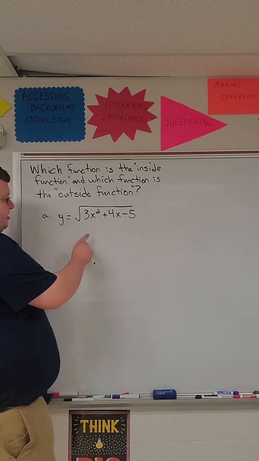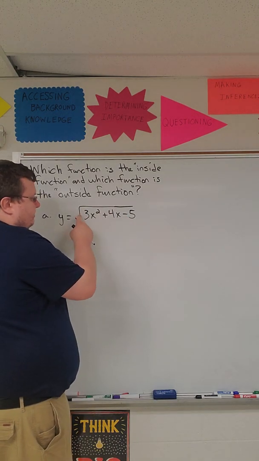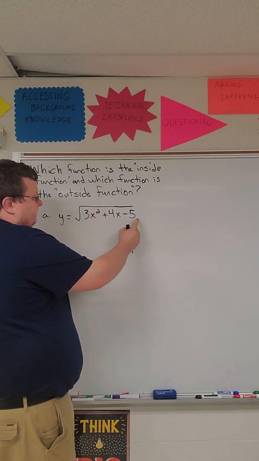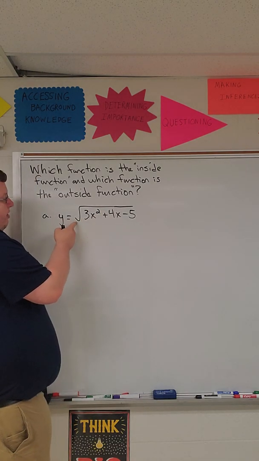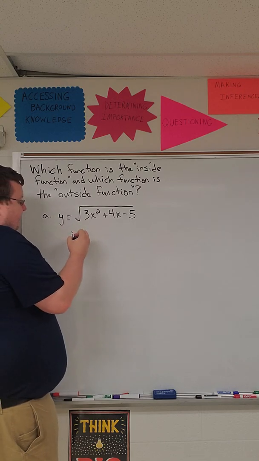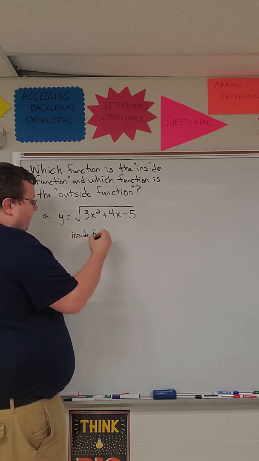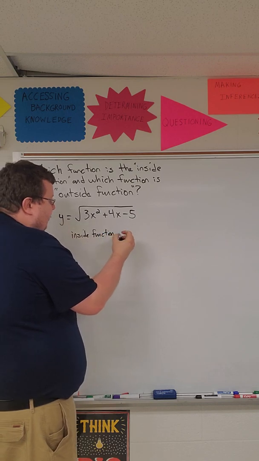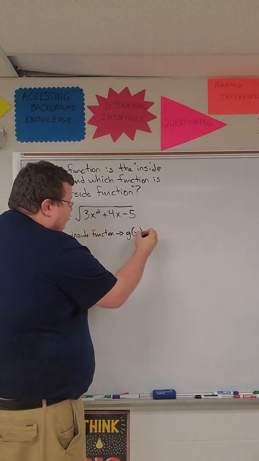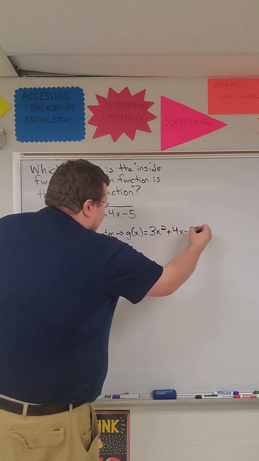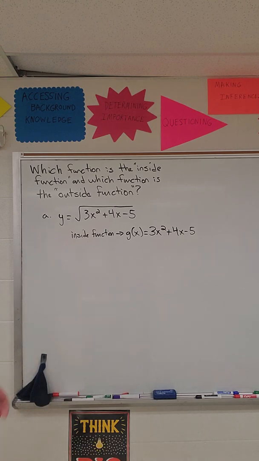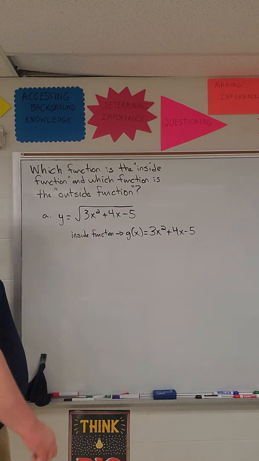So we look at this function, you can see that that looks like a polynomial right here, 3x squared plus 4x minus 5. That looks like a polynomial, but it's all underneath a square root function. So the inside function, okay, which will be our g of x, that's going to be the 3x squared plus 4x minus 5. That's on the inside of that square root function. So our inside function is g of x equals 3x squared plus 4x minus 5.